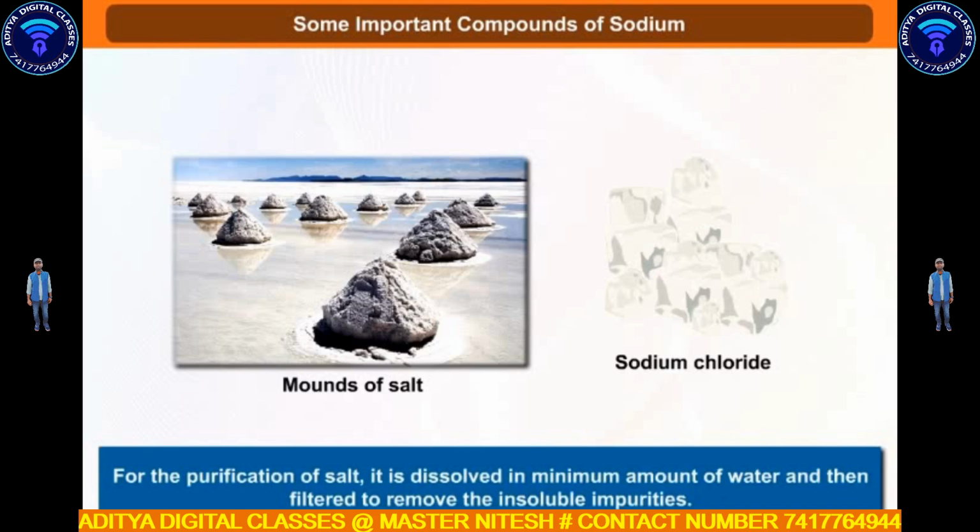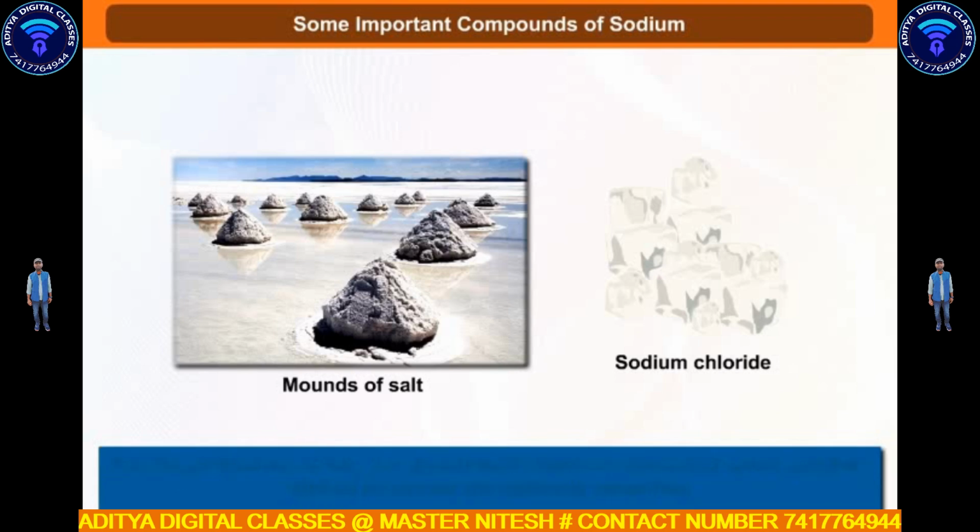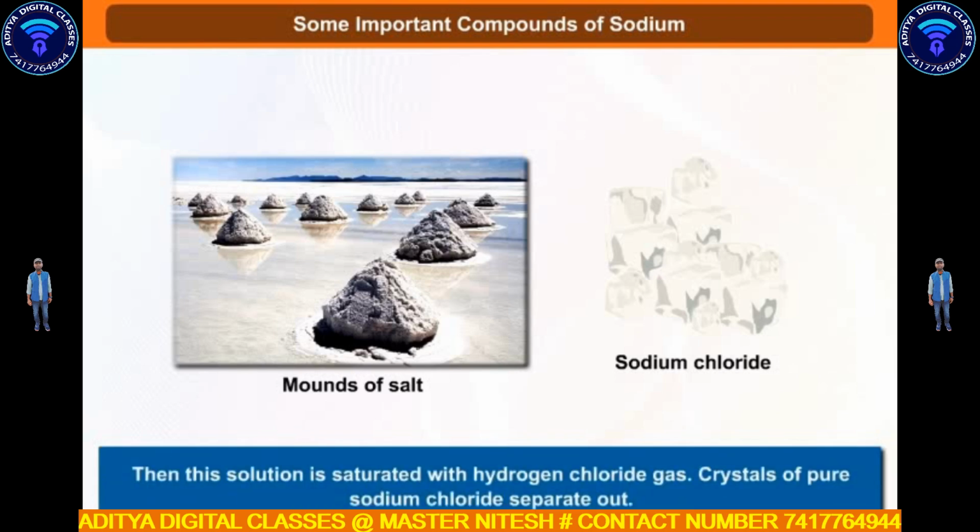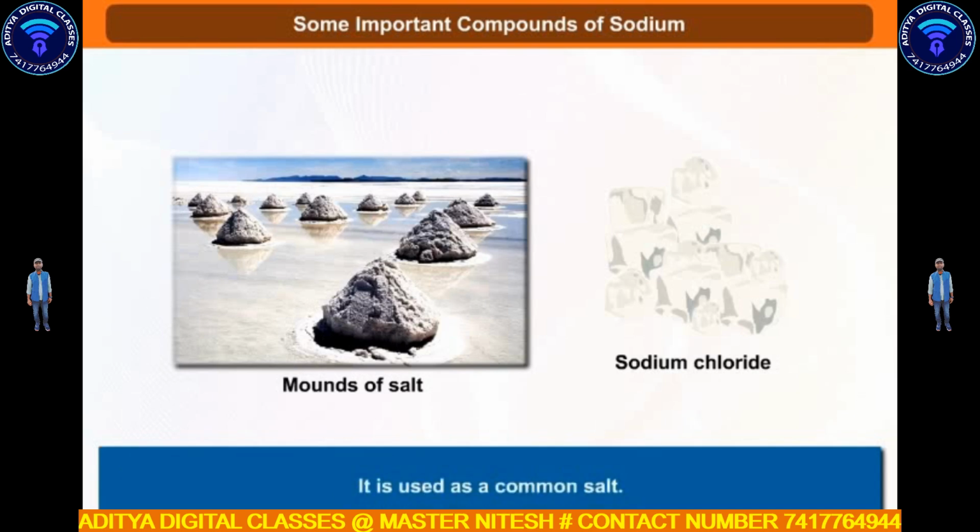For the purification of salt, it is dissolved in minimum amount of water and then filtered to remove the insoluble impurities. Then this solution is saturated with hydrogen chloride gas. Crystals of pure sodium chloride separate out. It is used as a common salt. It is used for preparation of sodium peroxide, sodium hydroxide, and sodium carbonate.